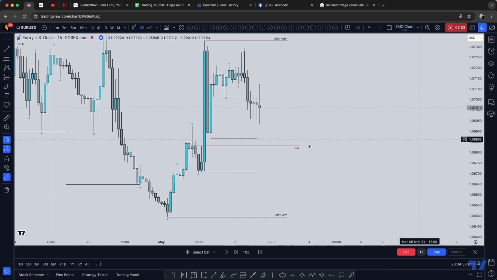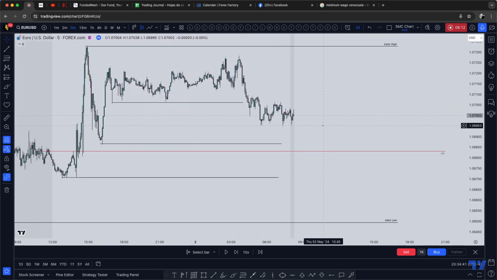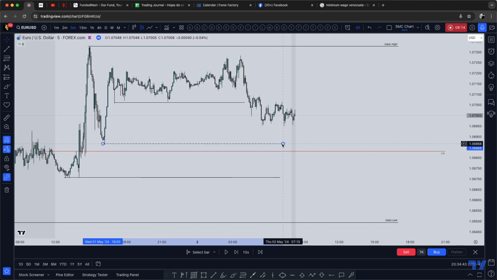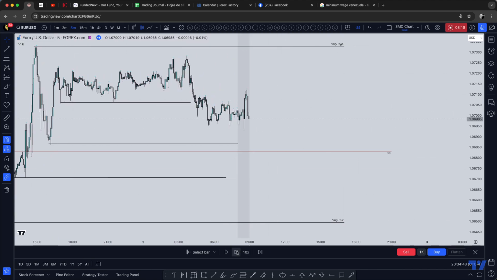So, okay, I like this order block right here. We do have a little fair value gap also. We have liquidity below this low. So all I have to do right now is simply wait for price to do its thing. I cannot be buying from here at this point. Nope, just have to wait.